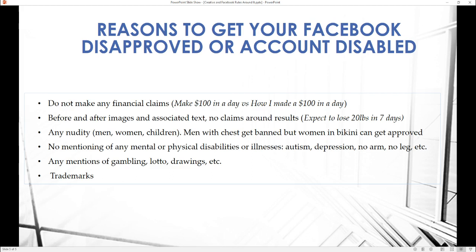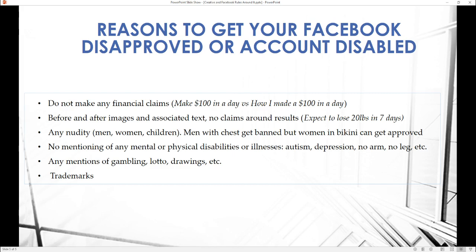Before and after images are a huge no for Facebook. So you cannot use before and after images. There are some workarounds regarding that, but at the end of the day, Facebook will get you. The algorithm will understand that you have before and after images, and that is it. Here's the tricky part. Facebook will also know if your landing page or website offers these before and after images.